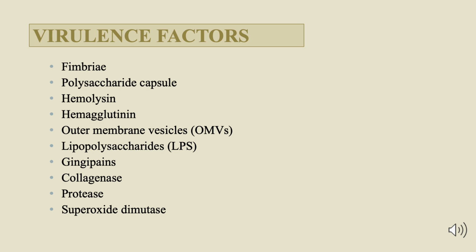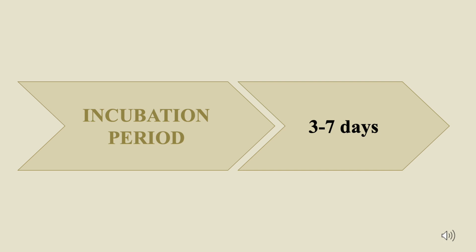Virulence factors. The ability of the microbes to cause an infection or disease is called as virulence. The term virulence was first discovered by Louis Pasteur. Virulence factors are the factors which are responsible for causing an infection in humans. Virulence factors of Porphyromonas gingivalis include fimbriae, polysaccharide capsule, hemolysin, hemagglutinin, outer membrane vesicles, lipopolysaccharides, gingipains, collagenase, protease, and superoxide dismutase. The incubation period of Porphyromonas gingivalis is about 3 to 7 days.